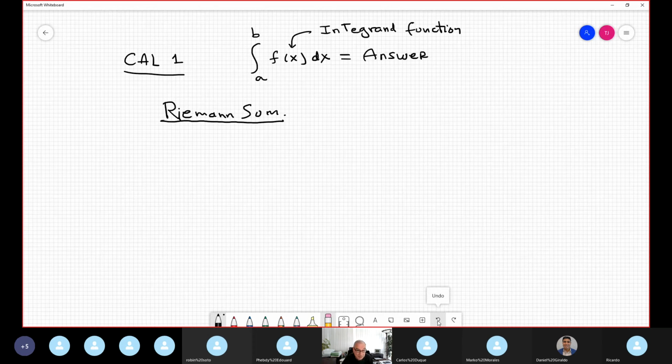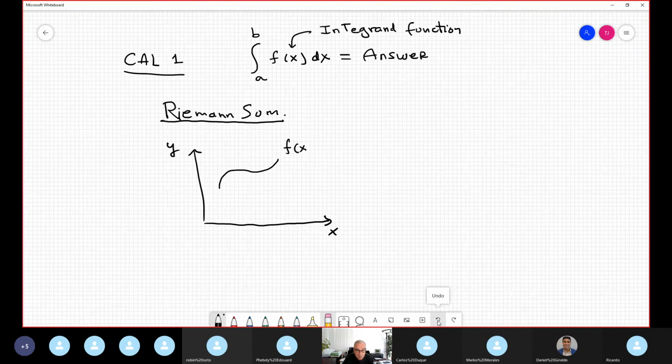Okay, what is the idea? The idea is, well, we have a function. This is a function. We have one specific interval here, a to b, and we make a partition. And this is the famous delta x. Delta x is b minus a divided by n.